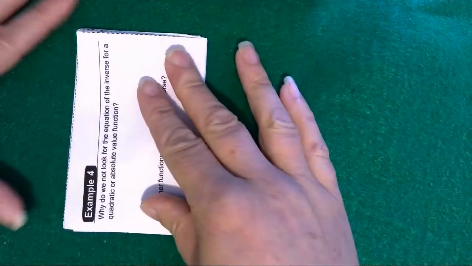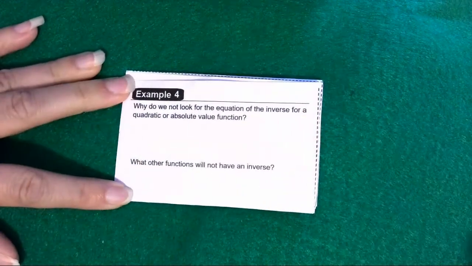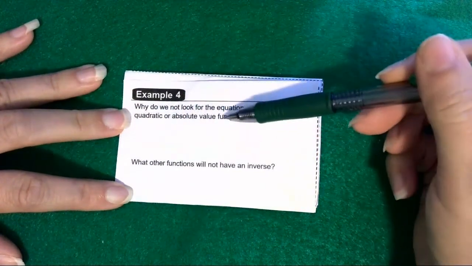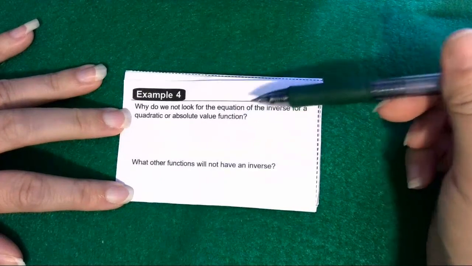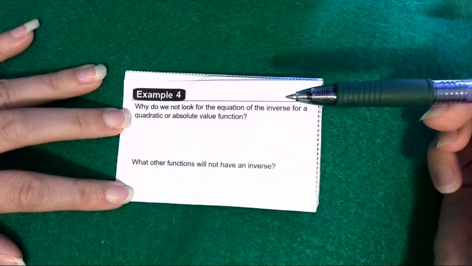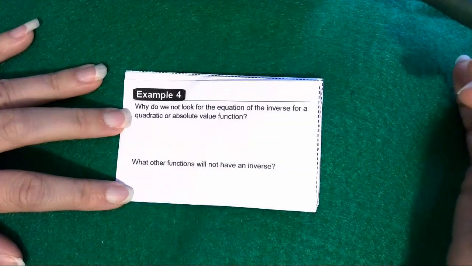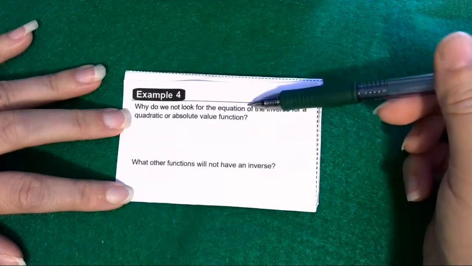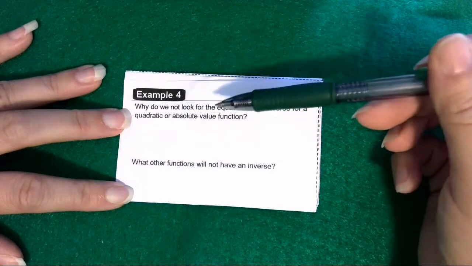So now if we turn over to the back, example 4 asks us, why do we not look for the equation of the inverse for a quadratic or an absolute value function? Okay, we looked at the equation of an inverse for linear, for cubic, cube root, square root, and rational functions, but none of the examples in our booklet asked us to find an inverse for a quadratic or absolute value.